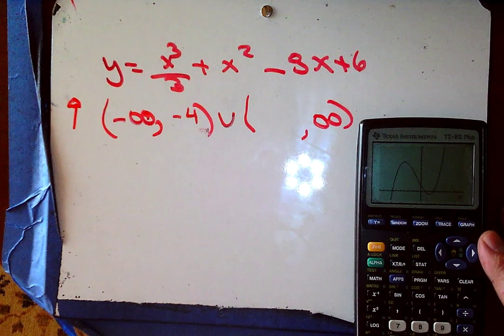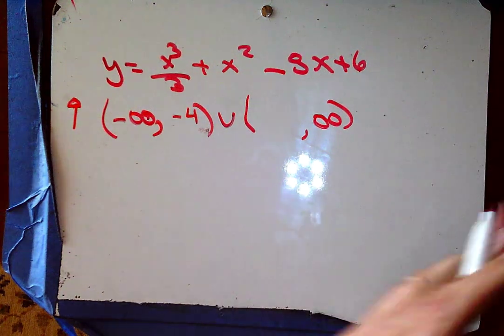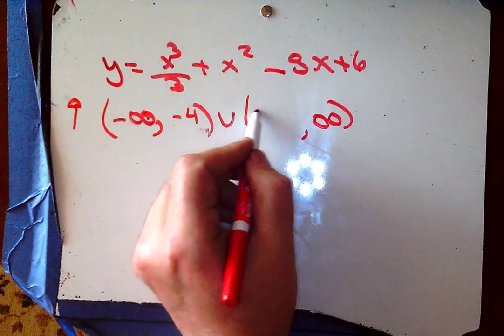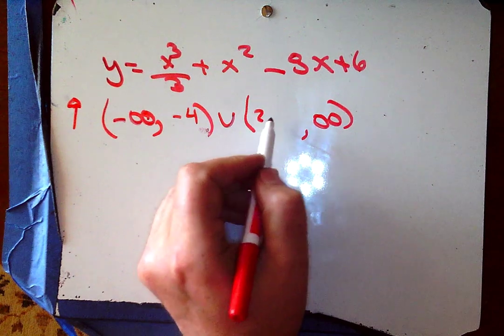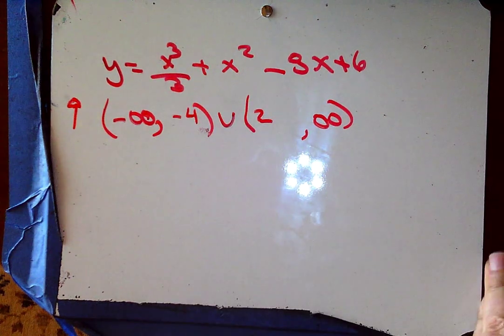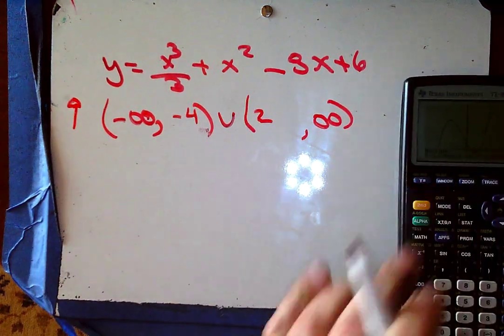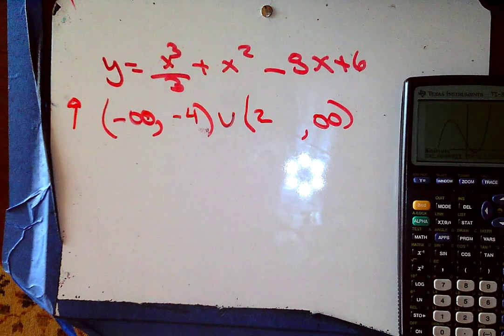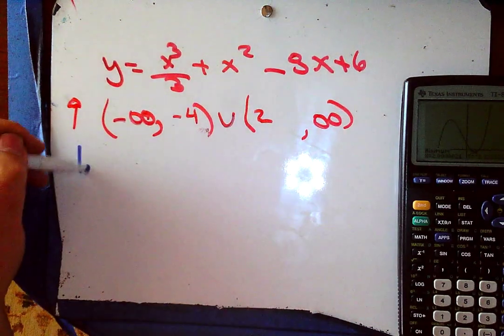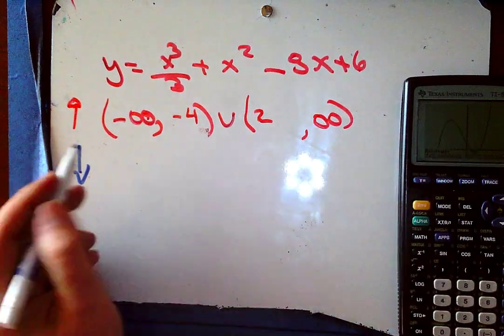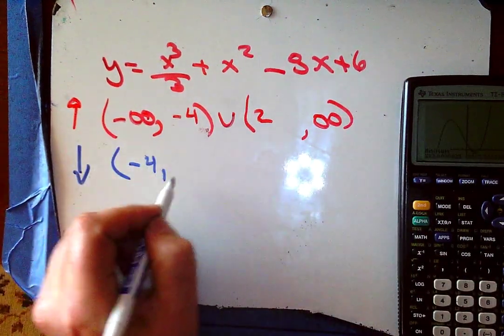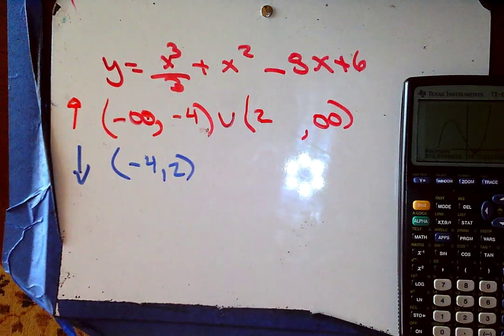No, I do not want to guess. I hit enter. And I get 2.00021, which is rounding error, and that's just 2. Okay, so that's where my function is increasing. Now, what about decreasing? Well, decreasing, piece of cake, decreasing happens between those points. So decreasing from -4 to +2.